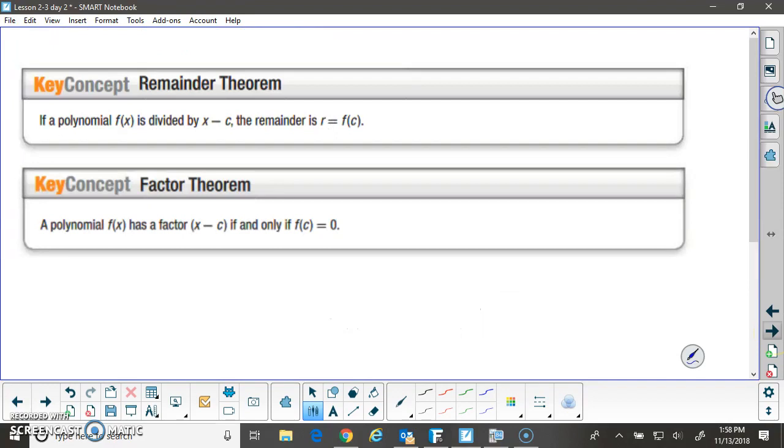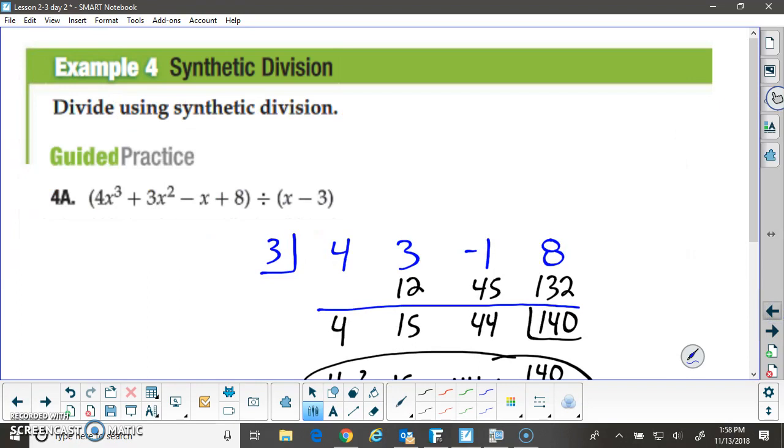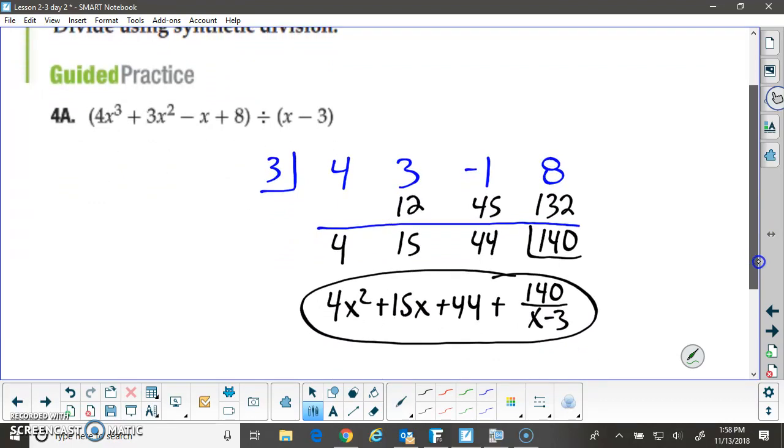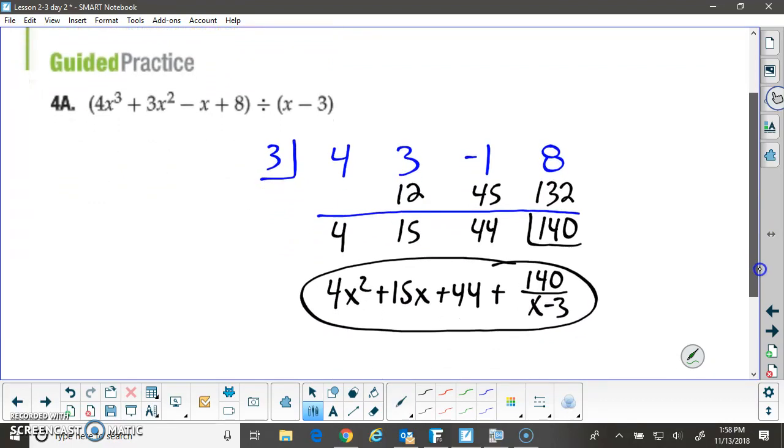Next I want to talk about the remainder theorem. The remainder theorem simply says that if a polynomial f of x is divided by x minus c, then the remainder is f of c. So here's what that means. You can see on this example that we just got done doing, we took the third degree polynomial, we divided by the first degree polynomial, x minus 3.